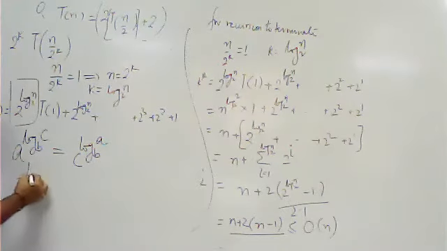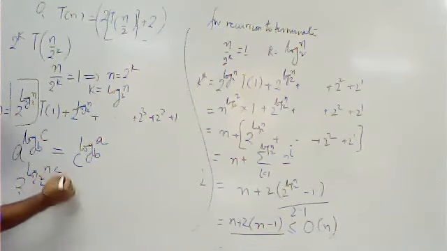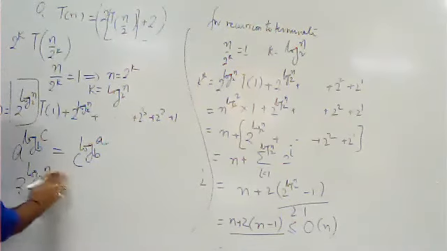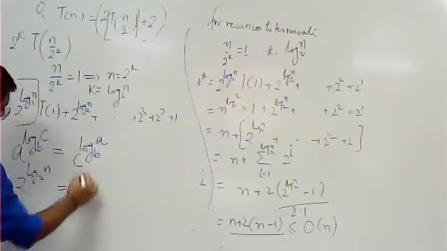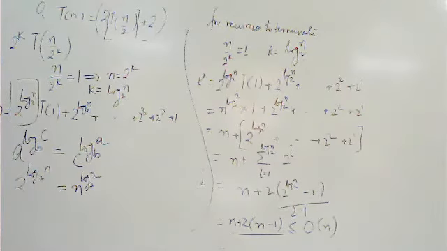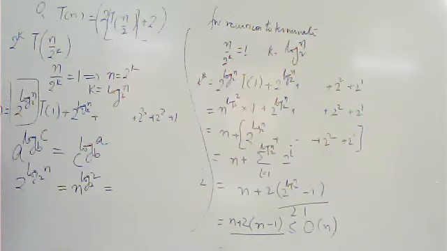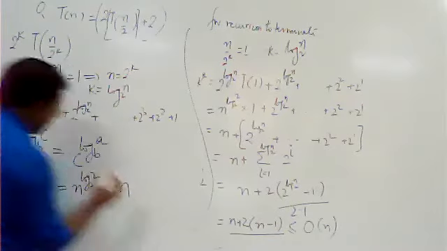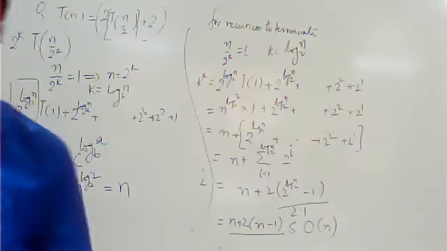Now see this one. We have 2 to power log n base 2. So this is a, this is b, this is c. This can be written, according to this formula, as n to the power log 2 base 2. Is this clear? And log a base a, log 2 base 2, log 3 base 2, log 4 base 4 is always 1. So what we got? We got n.